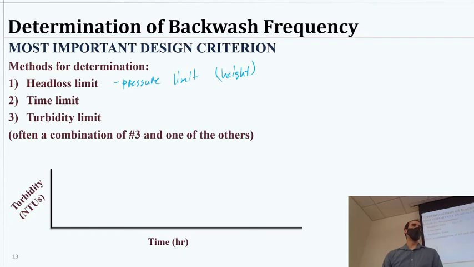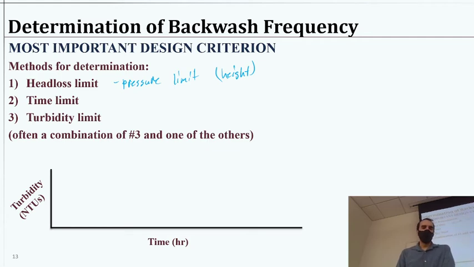You could have a time limit. Maybe your water is pretty consistent, and you know exactly how long it's going to take until the pressure is getting bad, or until we typically start seeing turbidity come through after a certain amount of time. So you could have some arbitrary time limit based on experience. Or you could simply say, we're going to cut it off earlier if we need to, or at least by this time, if not sooner. Maybe it's a time limit in that manner.